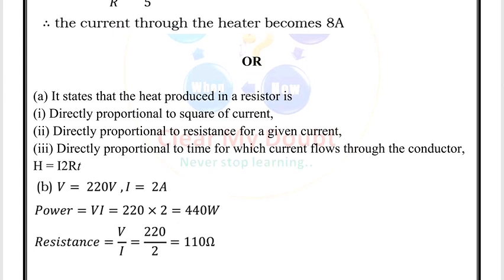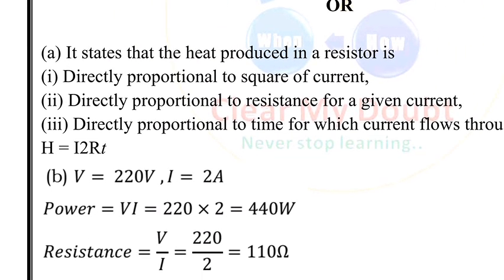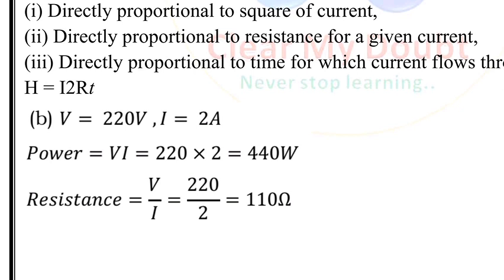Okay, question number B, in which voltage V is given as 220 volt and current I is equal to 2 amps. Then we have to find out the power. Power is given as V into I, that will be equal to 220 into 2, that becomes 440 watt. Here the SI unit of power is watt, hence it will be 440 W. Resistance is given by V by I, that becomes 220 volt divided by 2 amp, that will be equal to 110 ohms.